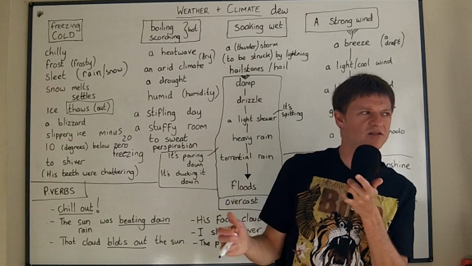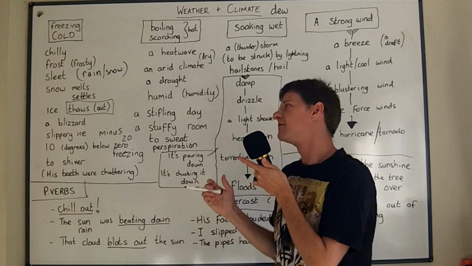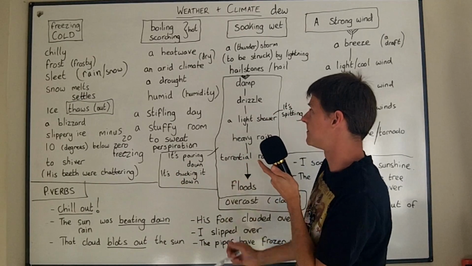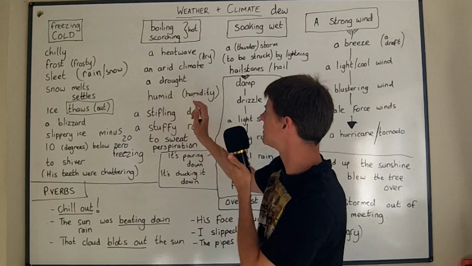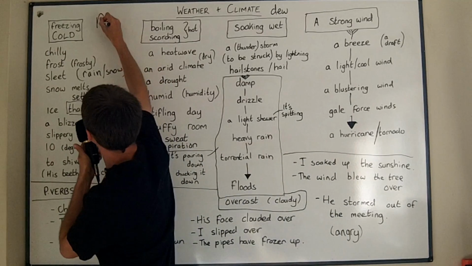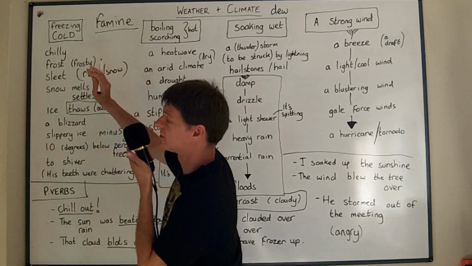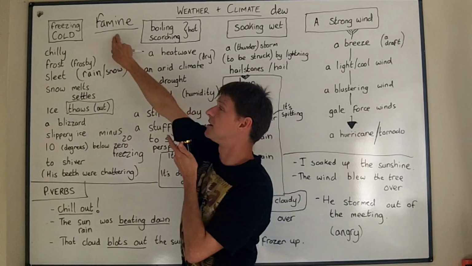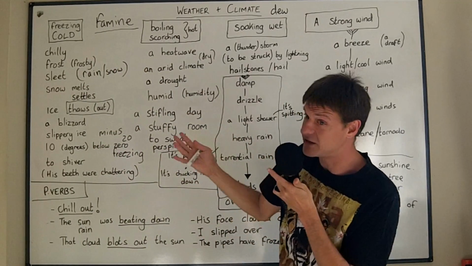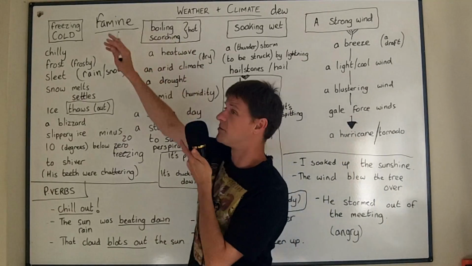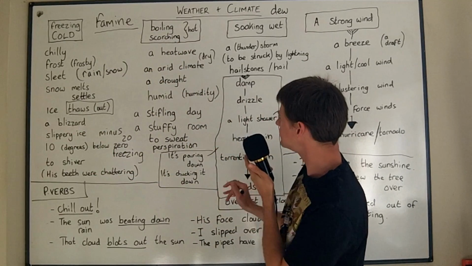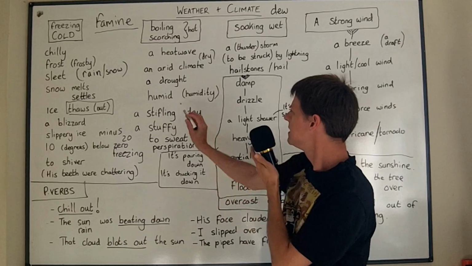So a drought is when there's no rain for several weeks maybe, and of course it can be very bad. It can lead to famine, which is when the crops fail, the harvest fails, and it's widespread hunger and starvation, you would even say. Famine is a form of widespread starvation, and it happens when there's a drought.